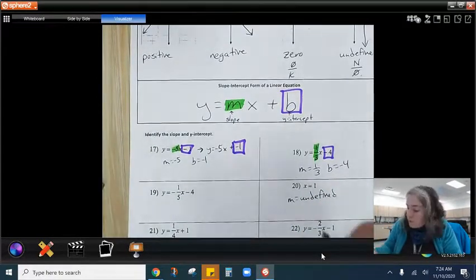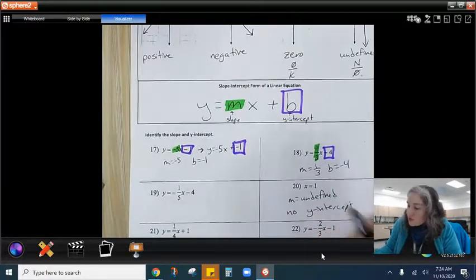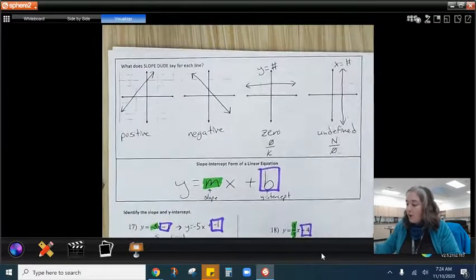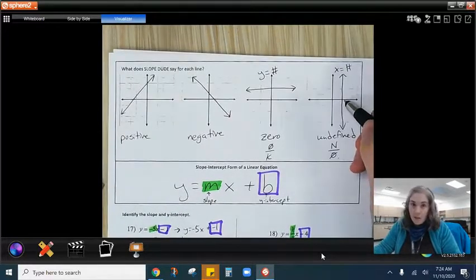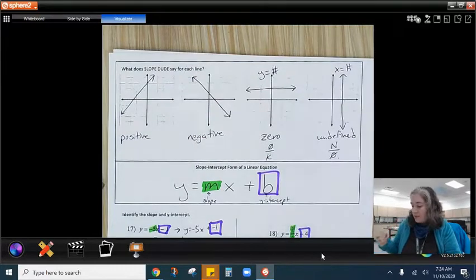Do I have a y-intercept? No. There is no y-intercept. Well, why not? Shouldn't it just be 1? Well, if we look at the graph, it would actually touch the x-axis at 1, not the y. So it has an x-intercept, but not a y-intercept.